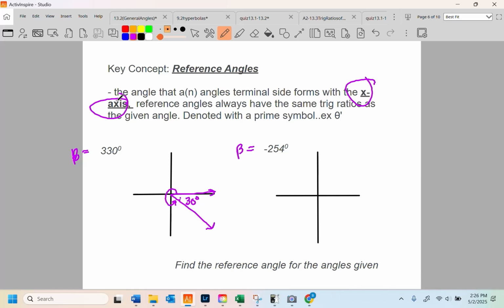Forms with the x-axis. -254 is going to rotate like a clock, right? It's negative. We're going to rotate 180 degrees. Okay, so I'm going to add that back. 74 degrees of negative rotation, which is going to take you almost to the y-axis, but not quite. And that last little bit of rotation was the reference angle. The reference angle is 74. Right now, I haven't taught you how to work with those odd angles, but I will, obviously.